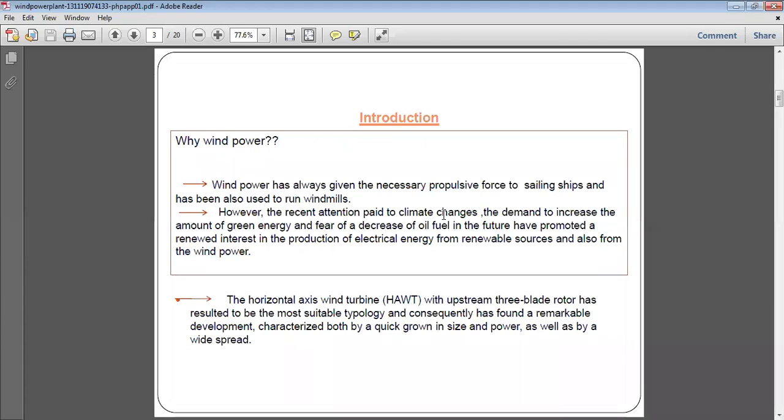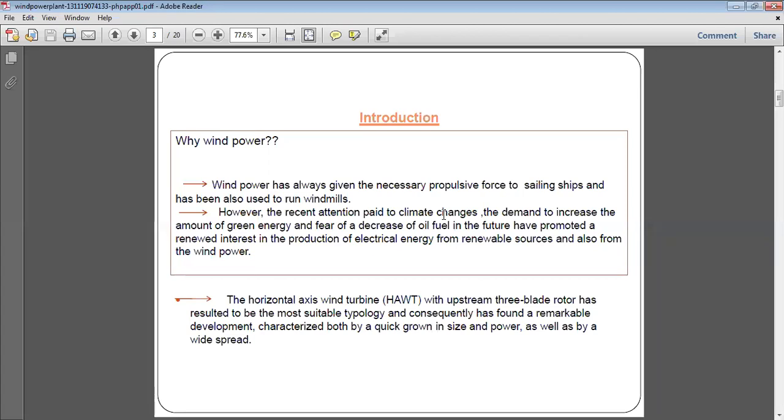We have many options like solar energy, hydroelectric power. Here we have a lot of options. We can say thermal energy we can use for thermal storage. Then why wind power? Wind has always given us necessary propulsive force for sailing ships and has also been used to run windmills. So as we know, it's one of the oldest forms and it is being used for the sailing of ships, and it is also being used to run windmills.